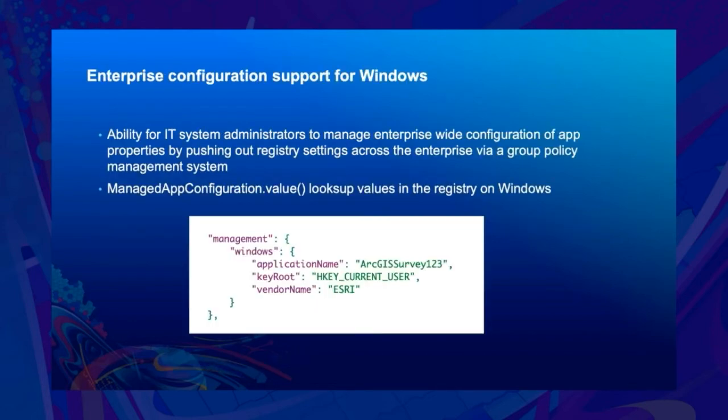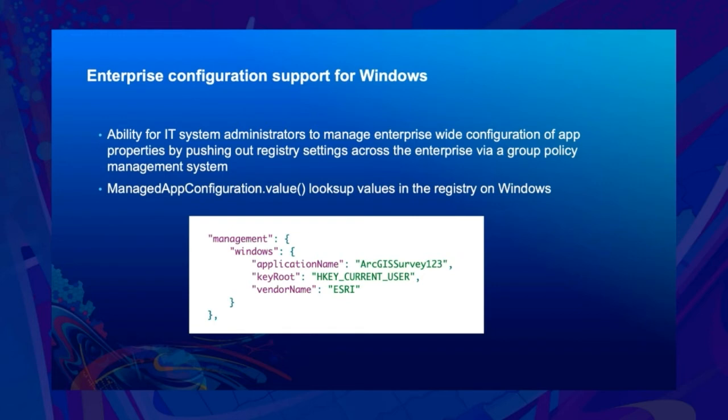The Management AppFramework plugin has been updated to provide support for app config on Windows through the use of Windows registry subkeys and values. Similar to the MDM app config support that was previously introduced for iOS and Android platforms, it's now possible to pre-configure app properties on Windows.